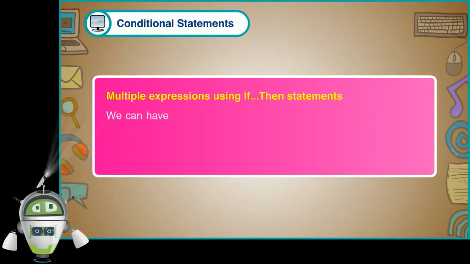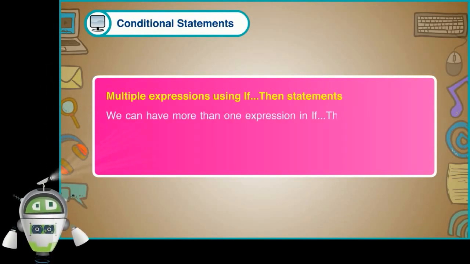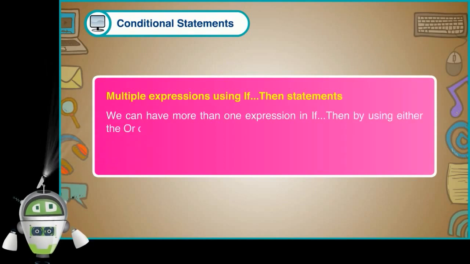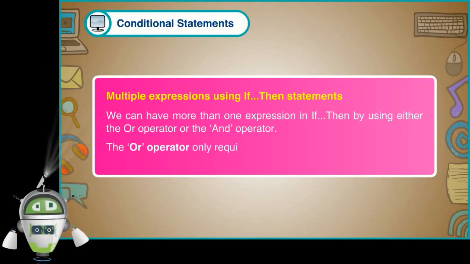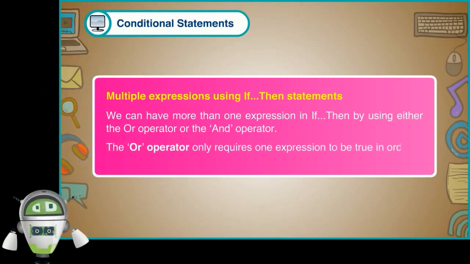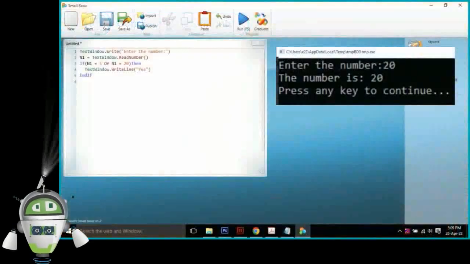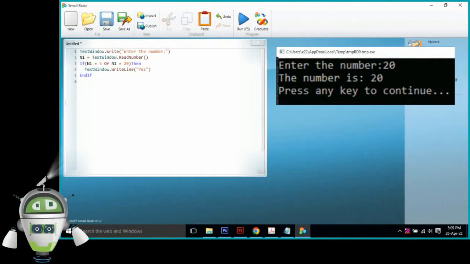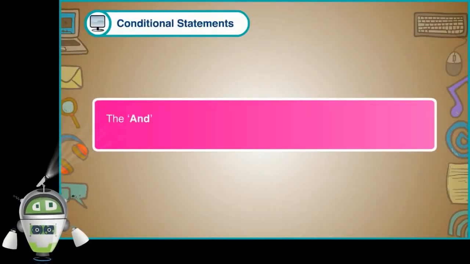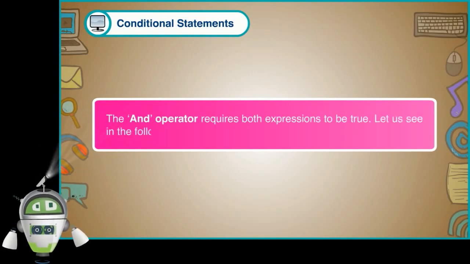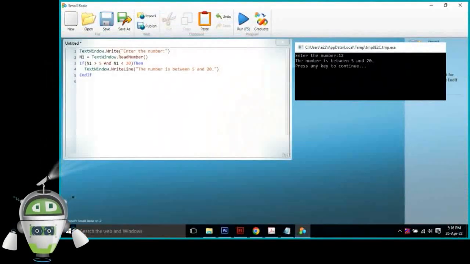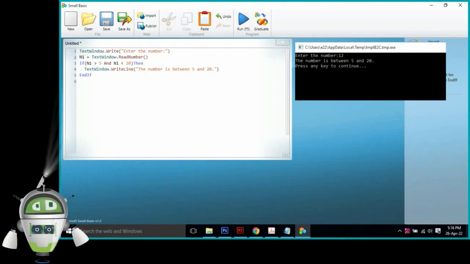Multiple expressions using if-then statements. We can have more than one expression in if-then by using either the OR operator or the AND operator. The OR operator only requires one expression to be true in order to print yes as shown in the following program. Output: enter the number 20. The number is 20. The AND operator requires both expressions to be true. Let us see in this program. Output: enter the number 12. The number is between 5 and 20.